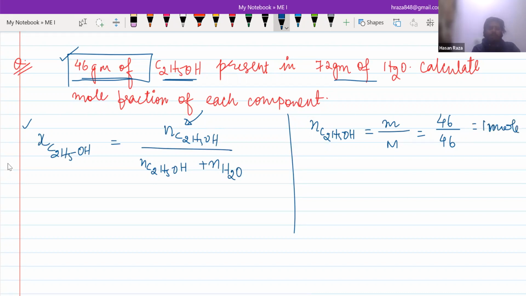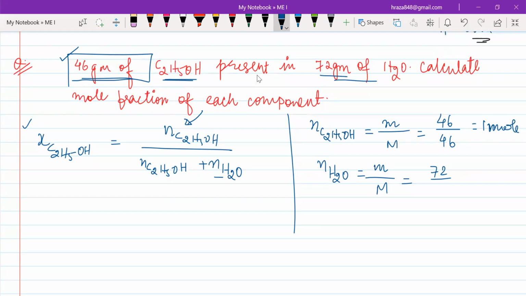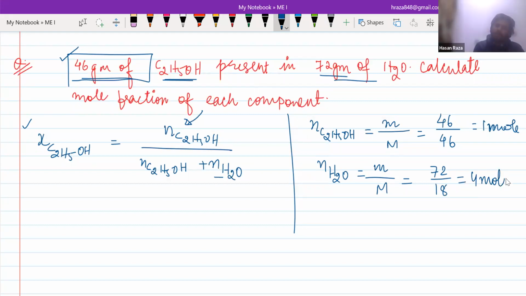Now we also need to calculate number of moles of H2O. So number of moles of H2O is also given mass upon molar mass. Given mass is 72 gram. Can you calculate the molar mass of H2O? Please do it. 18. So if you calculate it, it will give you 4 moles. Now putting the values, here it will be 1 upon 1 plus 4. That will be equal to 1 by 5 mole fraction.